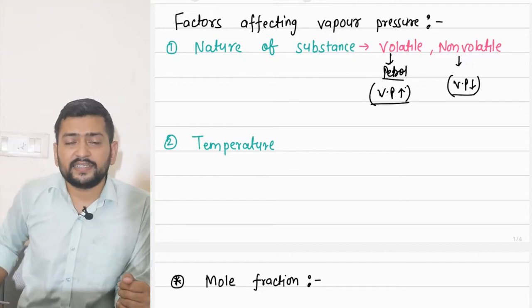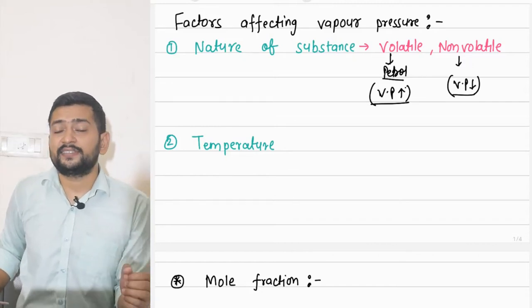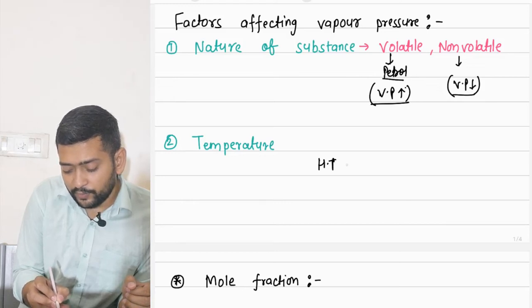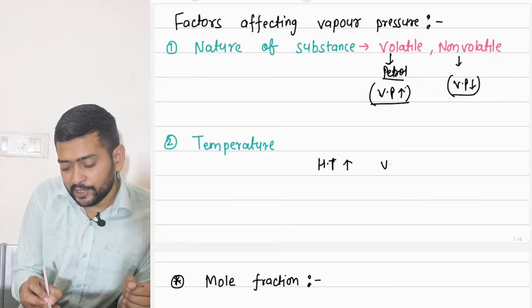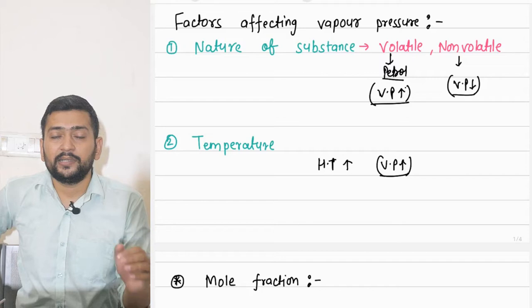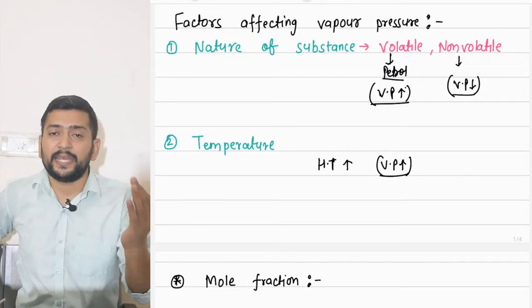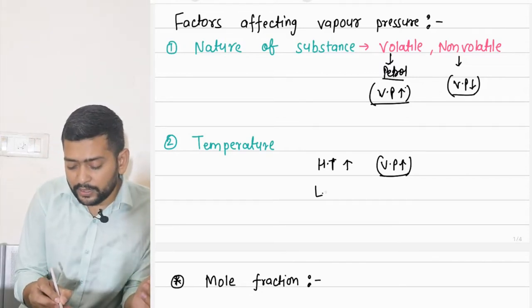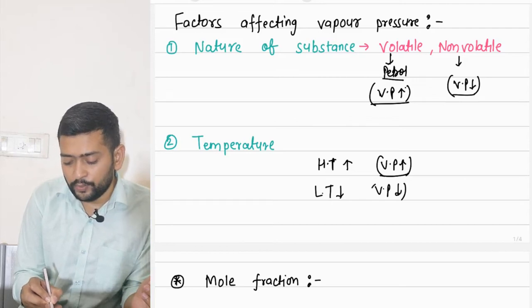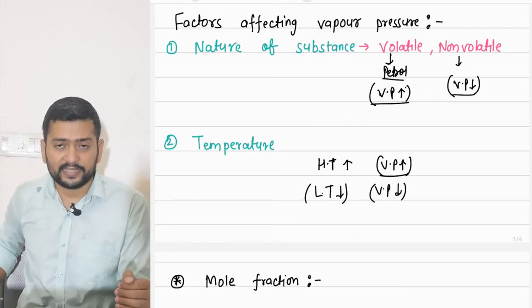Now the second factor is temperature. At high temperature, the vapor pressure will be high. The reason behind this is very simple: at high temperature, the molecules have a tendency to escape, right? At low temperature, the vapor pressure will be low. I hope this is clear to you.